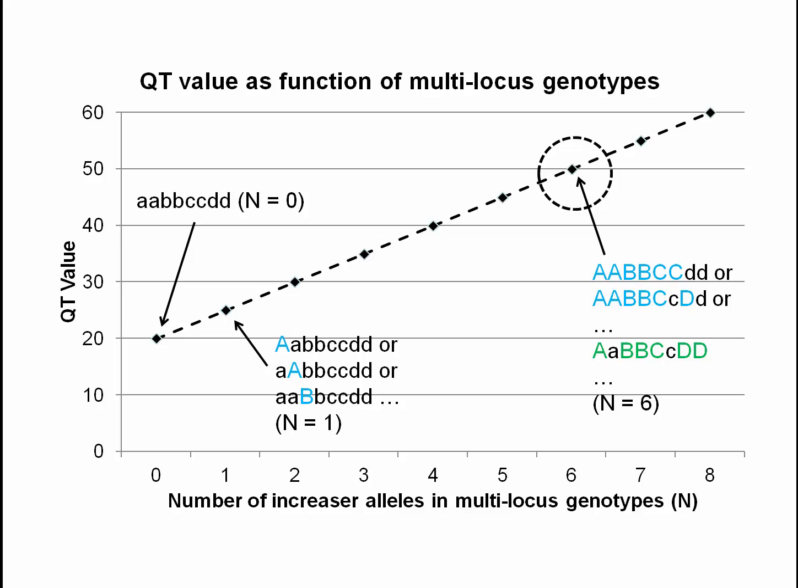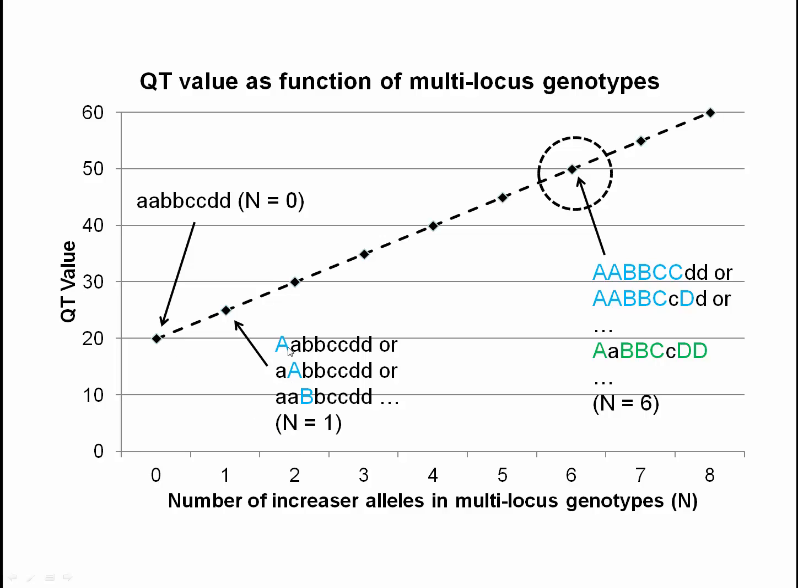Here we have it represented in a graph. So here the vertical axis is the actual QTL value, and you remember it goes between 20 and 60. And then on the horizontal axis, I have the number of increaser alleles in my multilocus genotype. You can see, for example, at 0, there's only one multilocus genotype that has 0 increaser alleles in it, and that's this one, the little a all the way down to little d. And sure enough, that has a quantitative trait value of 20, as we talked about in the previous slide.